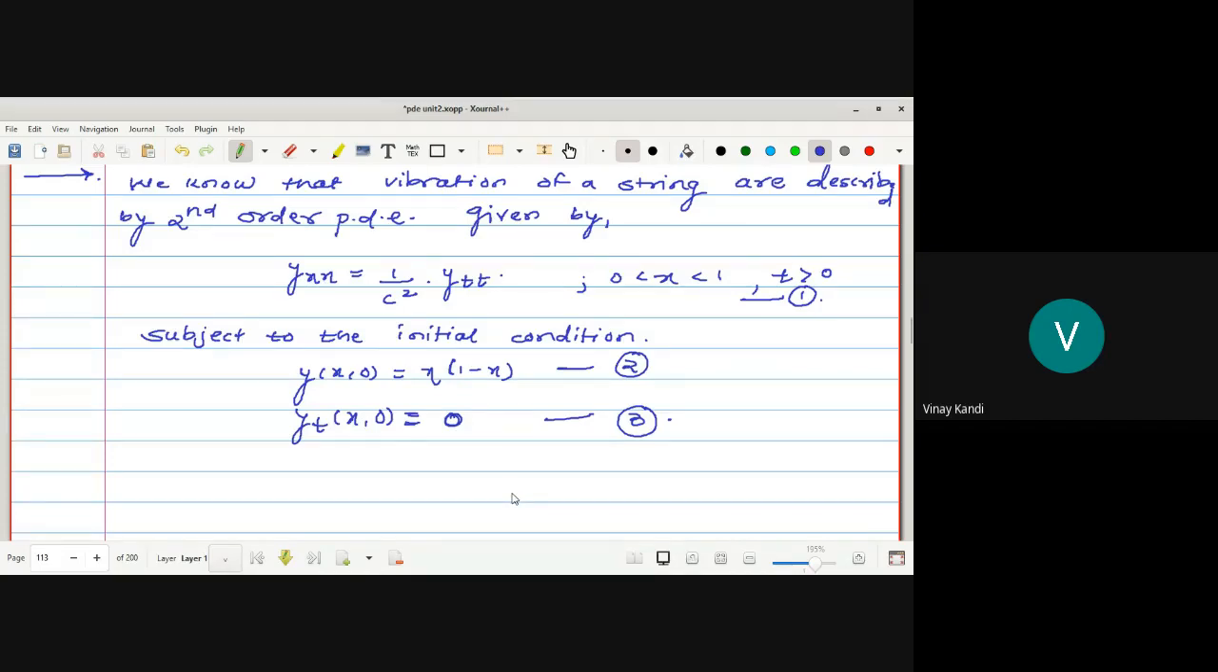Hello. No, sir. And the boundary condition: y(0, t), the deflection at x equal to 0, and the deflection at x equal to, not L here, 1, at any time t, is 0 at the fixed points. This is equation number 4.